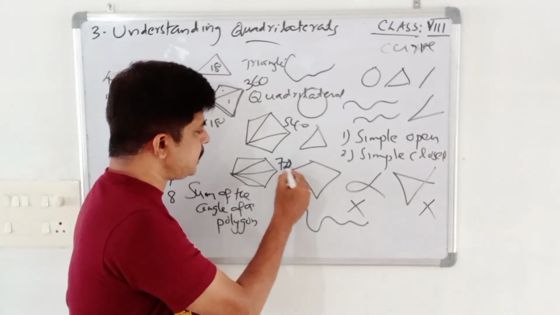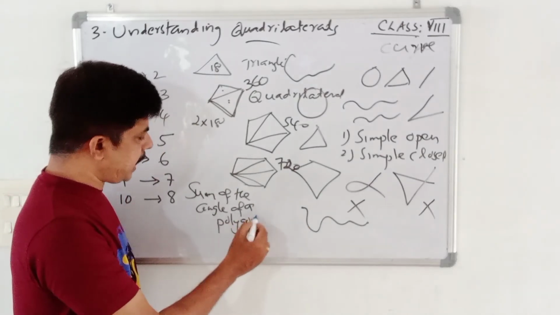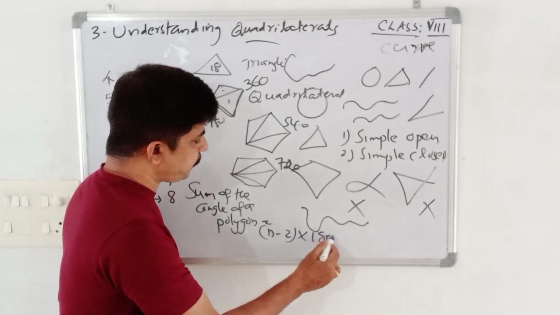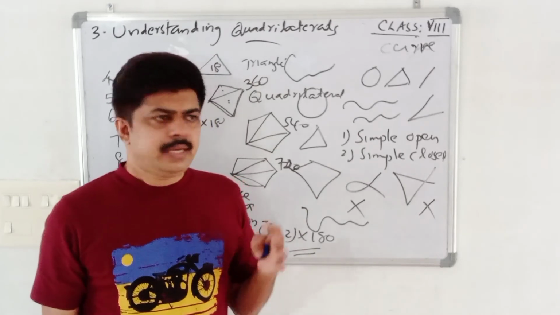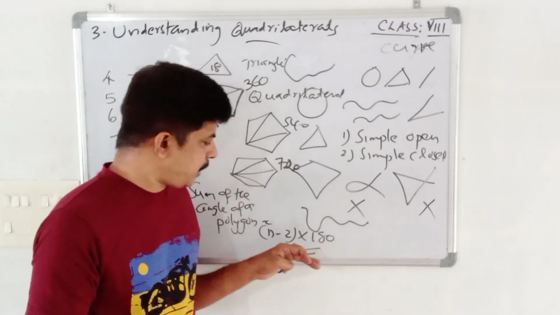Now let us generalize this. The sum of the interior angles of a polygon is equal to (n minus 2) into 180. To find the sum of the angles of any polygon, we can use this formula: (n minus 2) into 180.